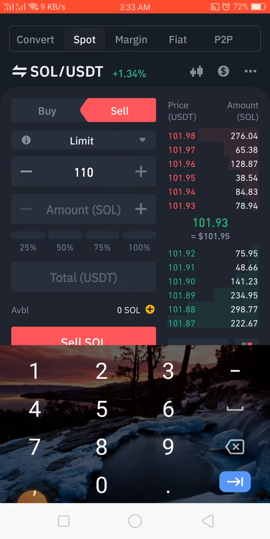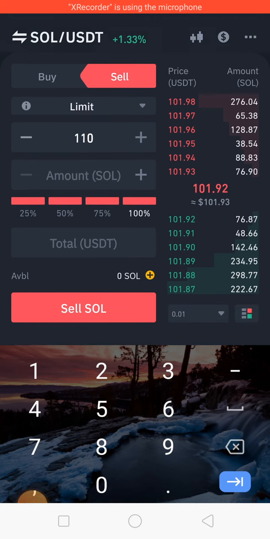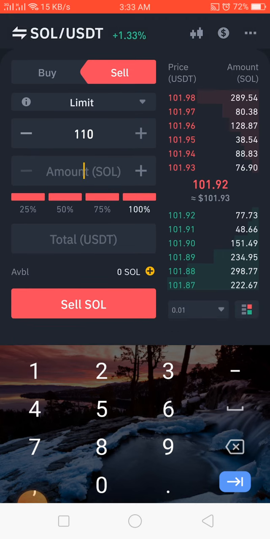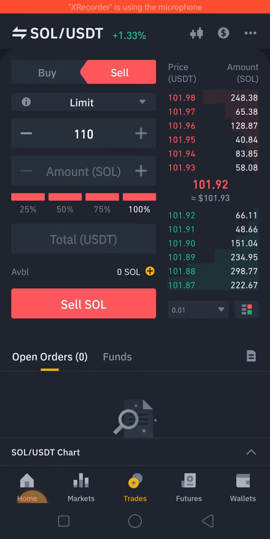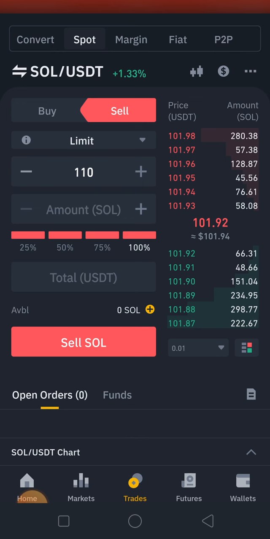We will select 100% of Solana we want to sell, and then we will click on sell Solana. So friend, this is how we can trade on spot.